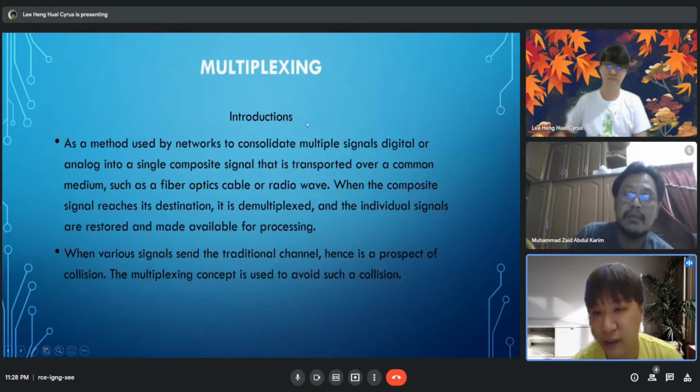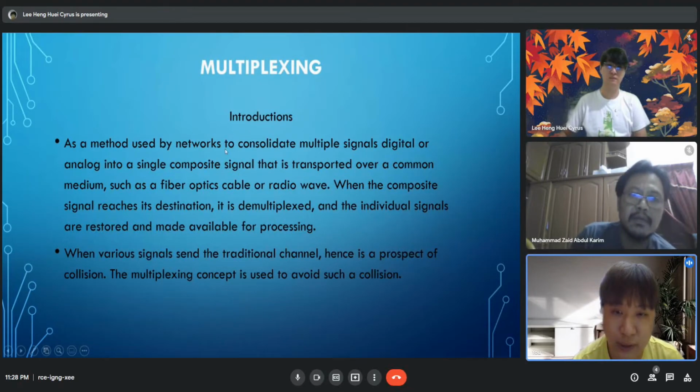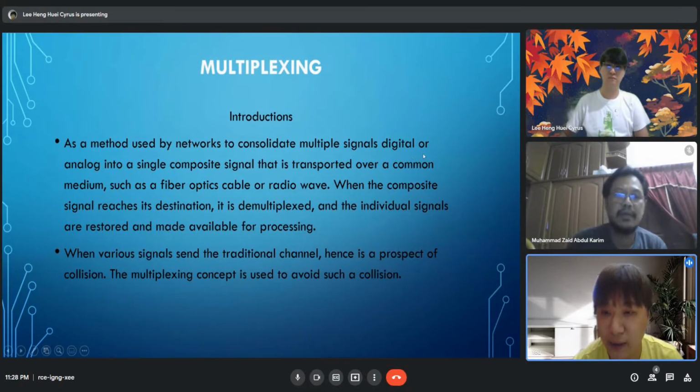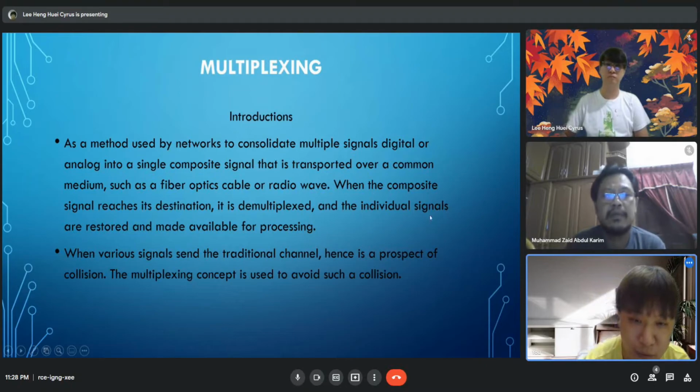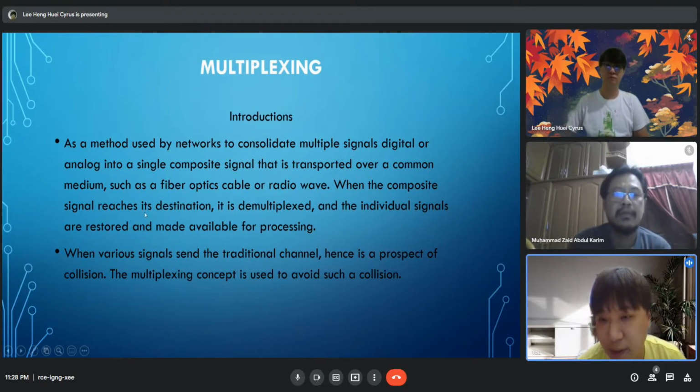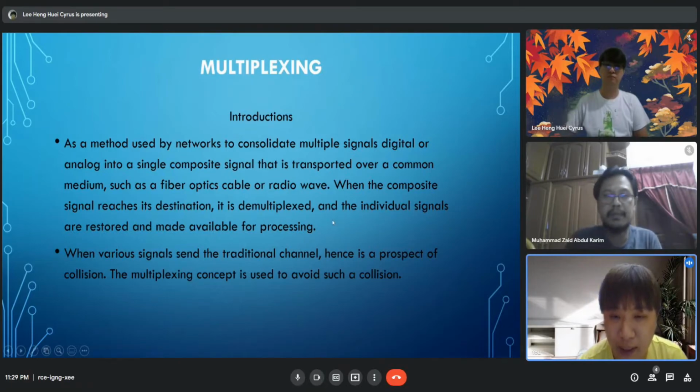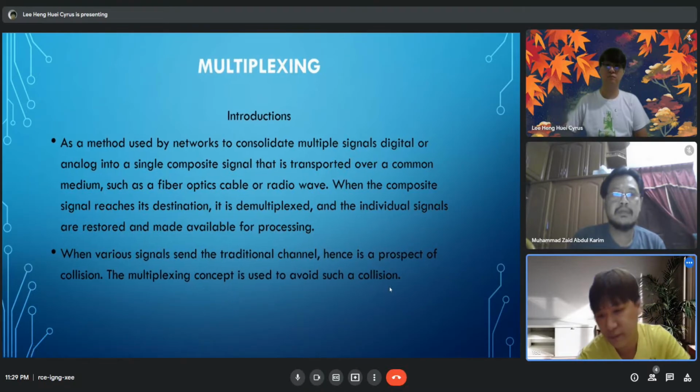As the introduction, it can be used in the network to combine multiple signals, digital or analog, into a single composite signal that is transported over a common medium such as a fiber optic cable or radio wave. But now we commonly use fiber optic, which is easier. When the composite signal reaches its destination, it is demultiplexed and the individual signals are restored and made available for processing. When various signals are sent through the traditional channel, there is a prospect of collision, so the multiplexing concept is used to avoid such a collision. Next.